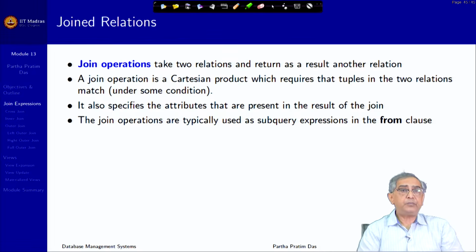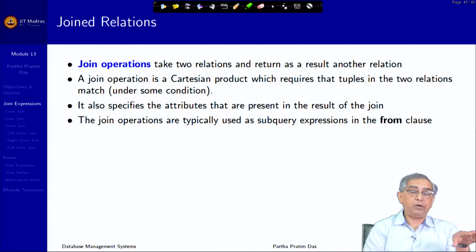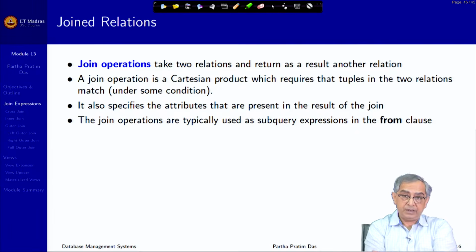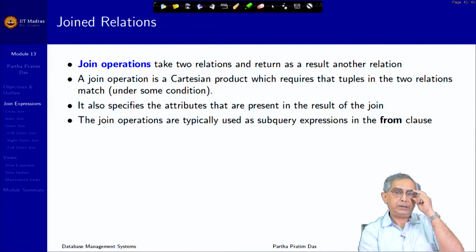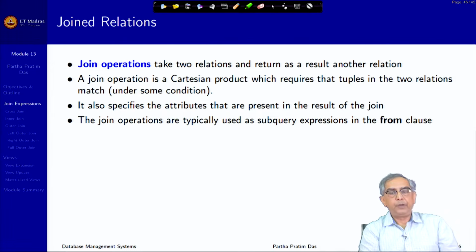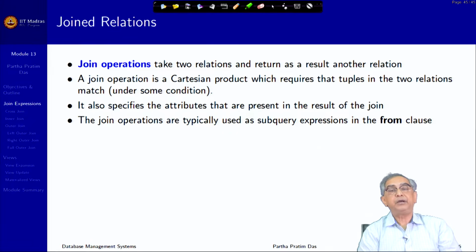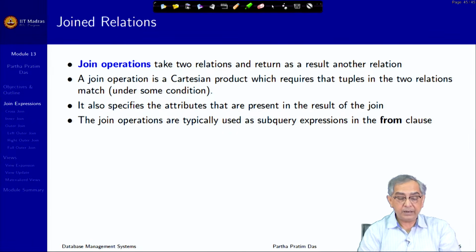As we have seen, join operation is basically a Cartesian product, but it has certain conditions on the Cartesian product which the tuples of the two relations have to match. And depending on what we want to do in that condition, we have different classes of join. And join can also, like select, specify the attributes that will be present in the result.